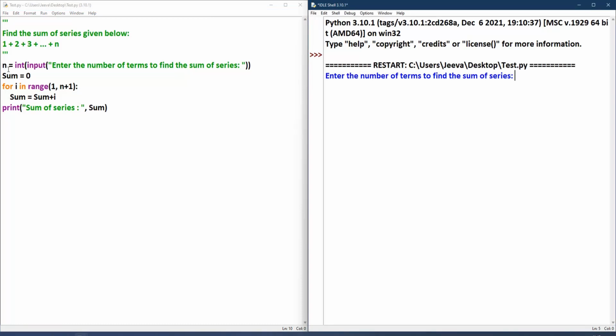So let us consider 5. 1 plus 2 is 3, plus 3 is 6, plus 4 is 10, plus 5 is 15. So the answer is supposed to be 15. It is right.